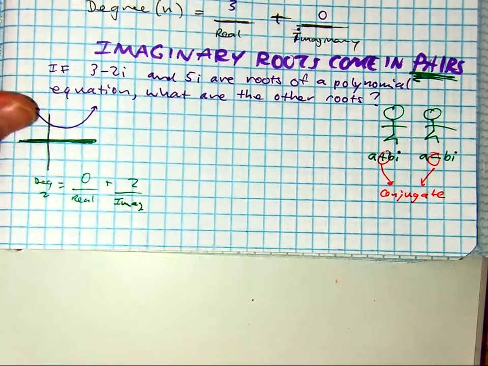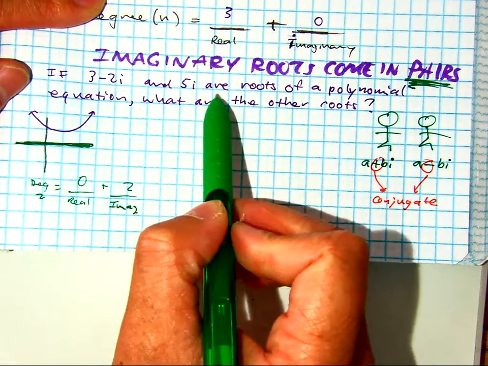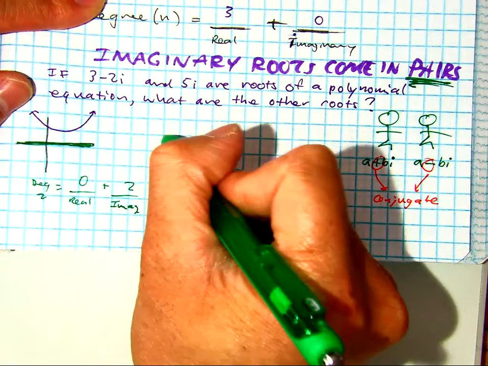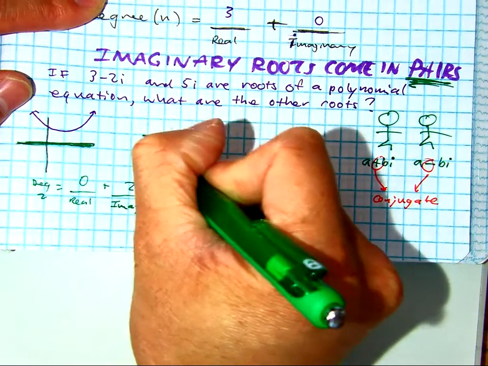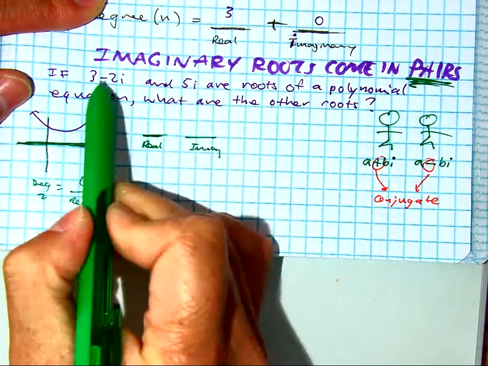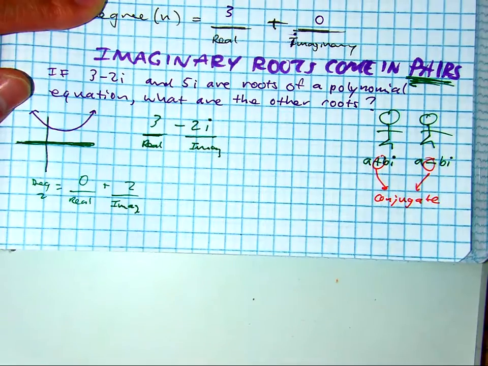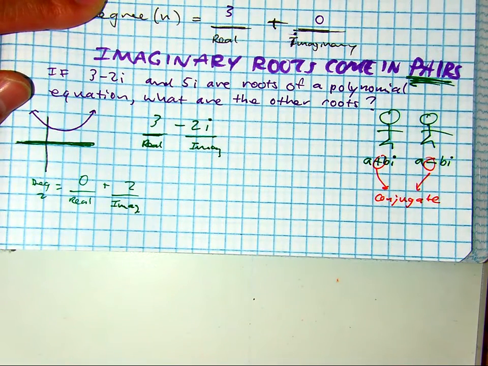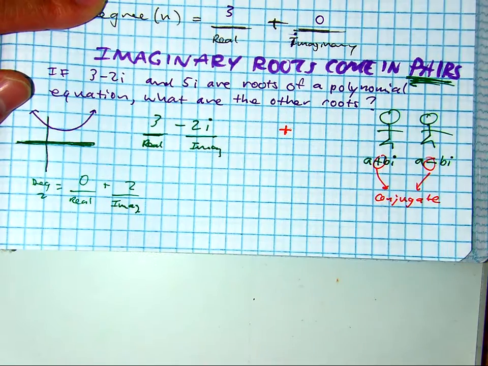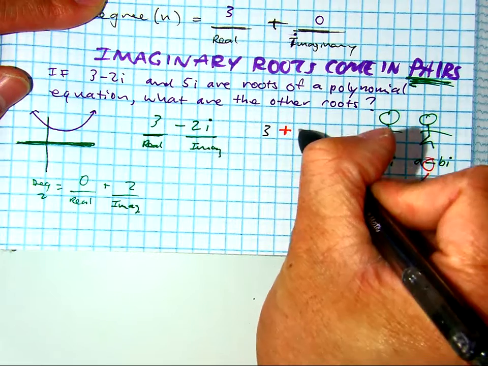All right, so let's do this example now. If 3 minus 2i and 5i are roots of a polynomial equation, what are the other roots? So, let's review back here. The first part is the real, and the second part is the imaginary. So I have 3 minus 2i. Class, what's its conjugate? This would be a plus. So where are the other roots? What's its pair? 3 plus 2i.